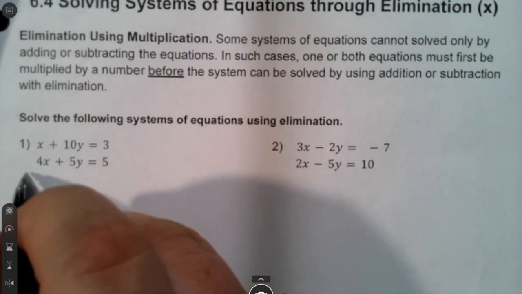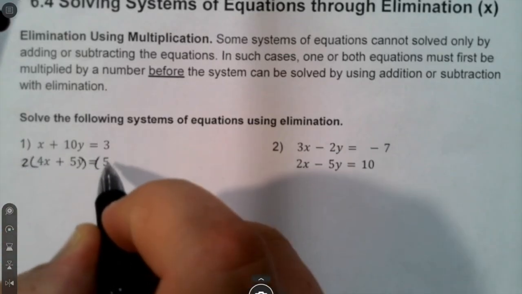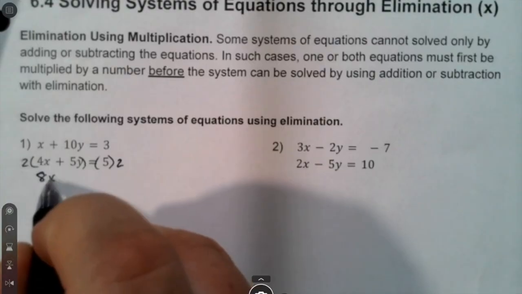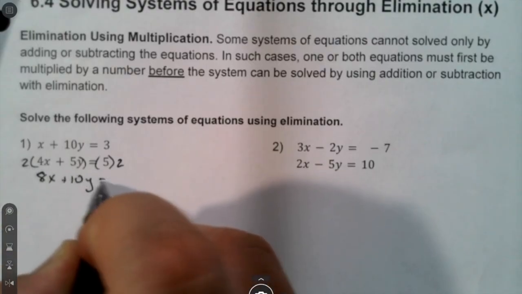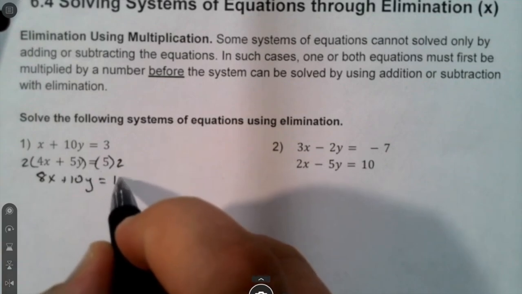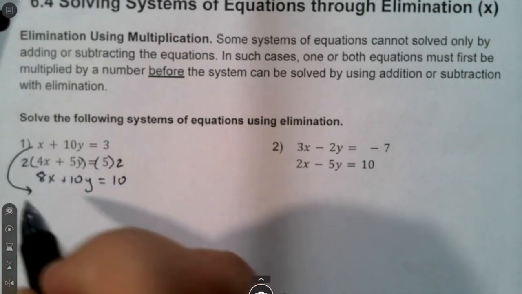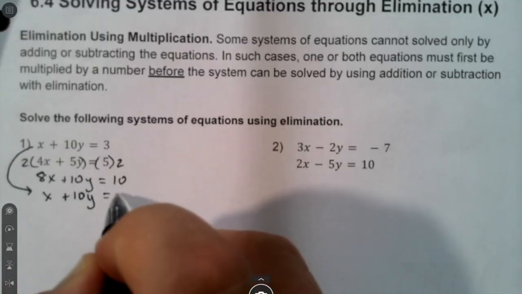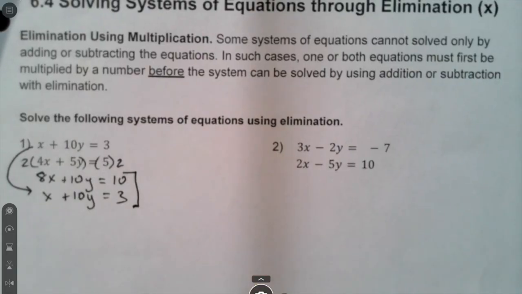So just to keep them together, I'm going to first double everything in this equation. So 2 times 4x is 8x. 2 times 5y is 10y. And 5 times 2 is 10. And just to make it easier to see what we're doing, I'm going to rewrite this equation, not changing anything, just rewriting it down here. So now we know we focus on just these two equations.